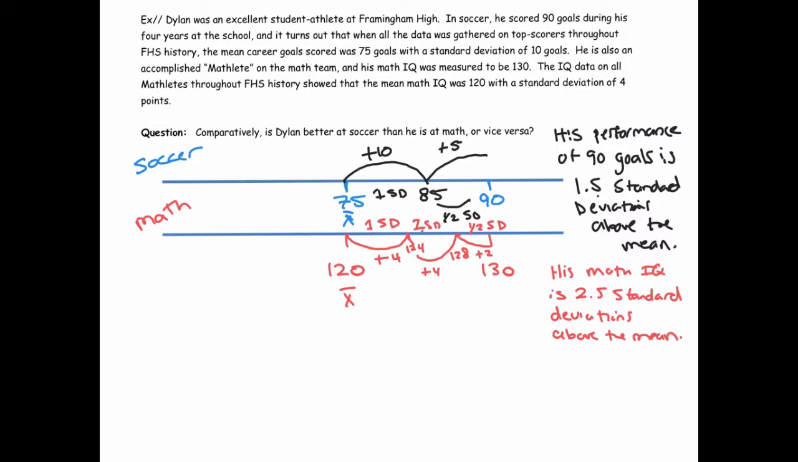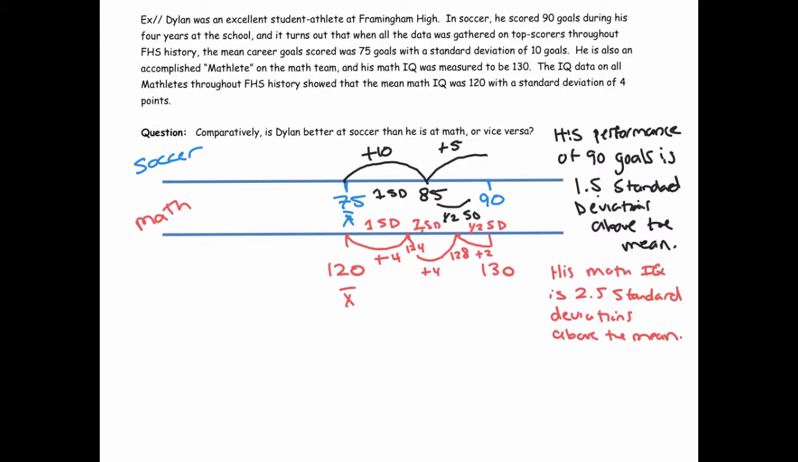So what can we conclude at this point? Well, notice that in terms of raw numbers, he scored 15 more goals than the average for that population, and his IQ was 10 points higher than the mean IQ for math. In terms of raw numbers, it looks like he might be better at soccer because 15 is bigger than 10.